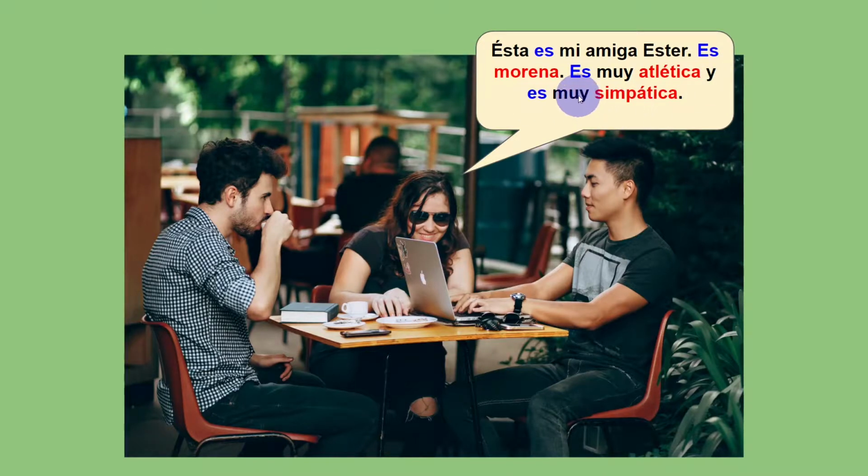As you can tell, I only use the subject one time, Esther, and on the rest of the sentences, I don't use Esther. I'm just using the conjugated verb because I already know that I am talking about Esther, which is a subject. Okay?